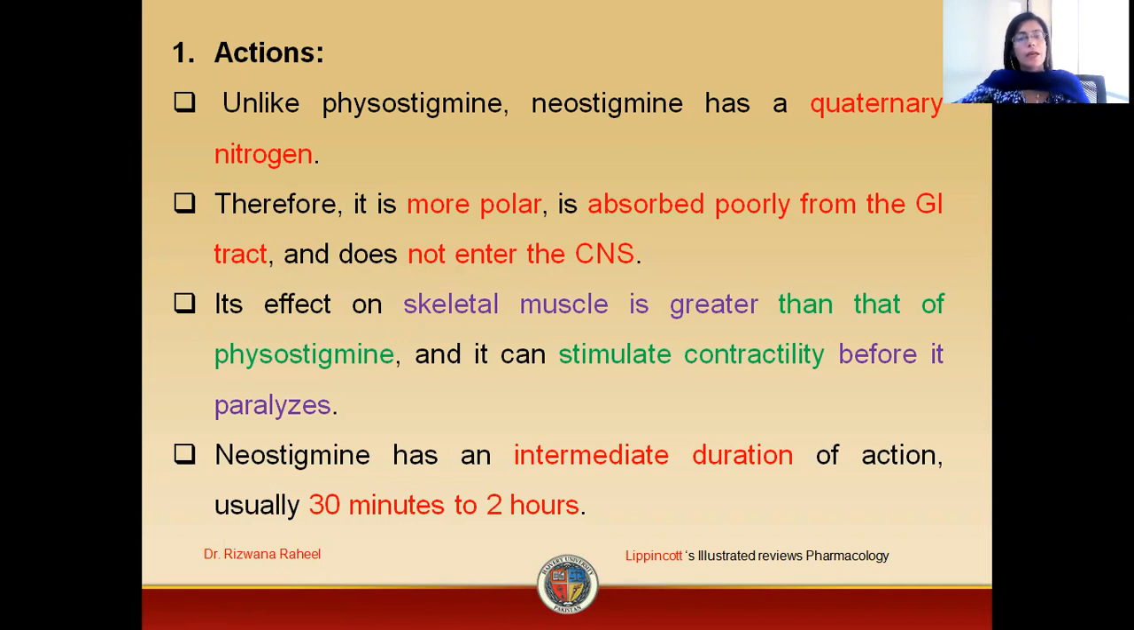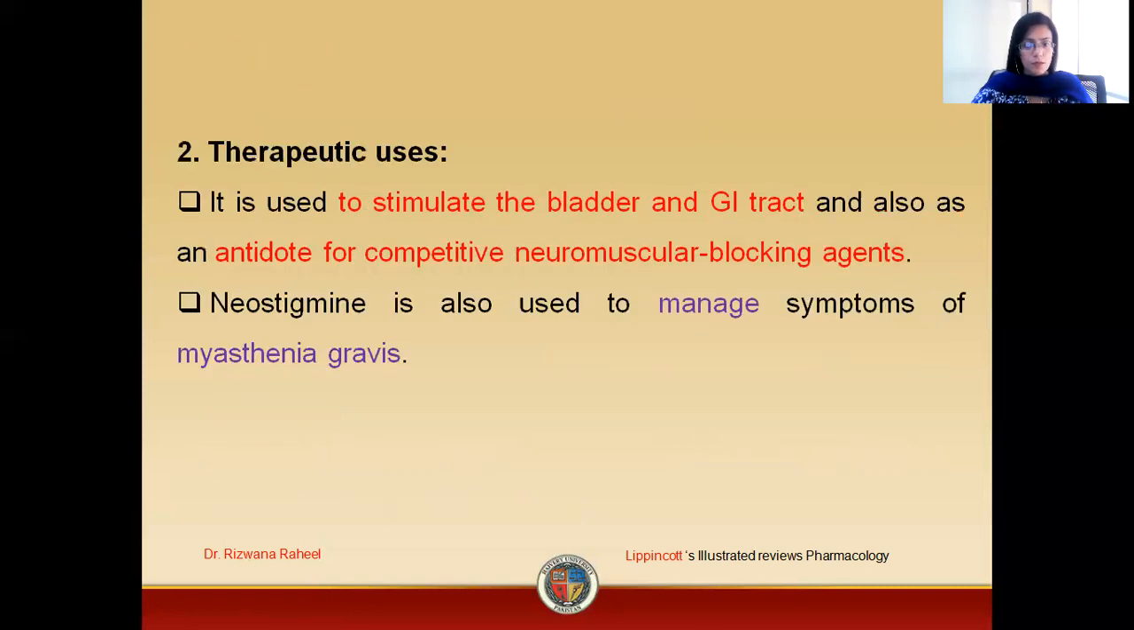Secondly, it has effects on skeletal muscles, and these effects on skeletal muscles are greater than those of physostigmine. So it can stimulate contraction before it paralyzes the skeletal muscles. Thirdly, this drug has an intermediate duration of action, that is from 30 minutes to 2 hours.